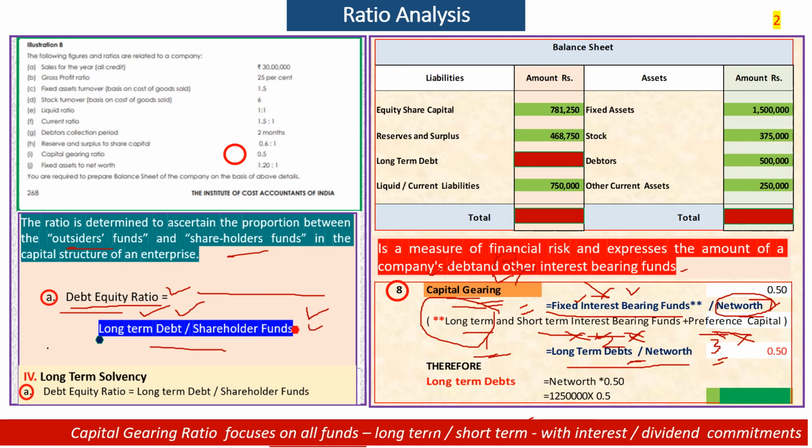Now we do the calculation. We know the net worth. Yes, net worth is equity plus reserves and surplus, which is 12,50,000. Long-term debt divided by net worth is equal to 0.5. That is what is given here. We need to find out long-term debt. Net worth is dividing here. Shift it to the other side. It will multiply. Net worth into 0.5 is equal to long-term debts. 12,50,000 into 0.5 is 6,25,000. That is the gap which we fill up.